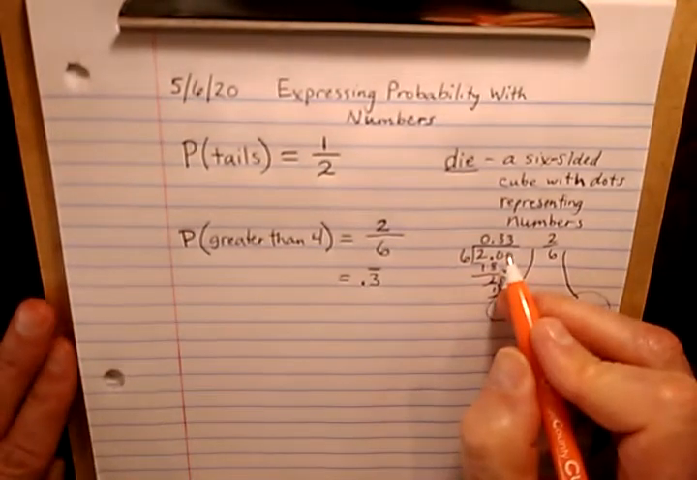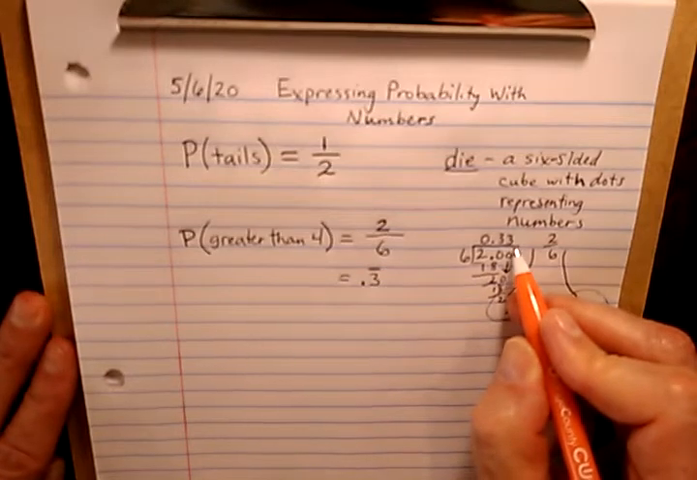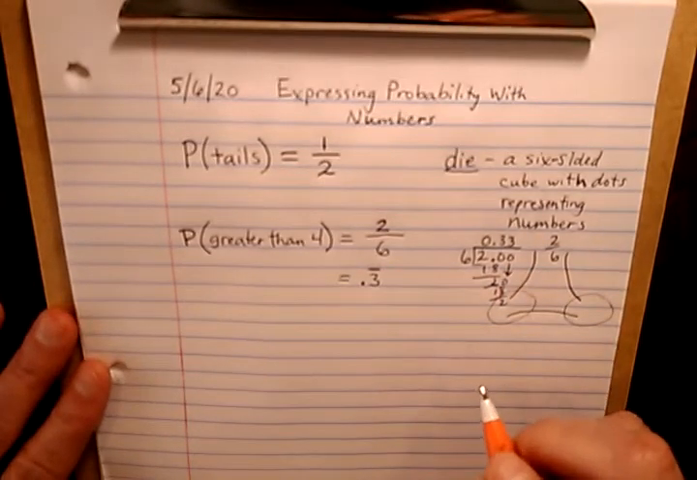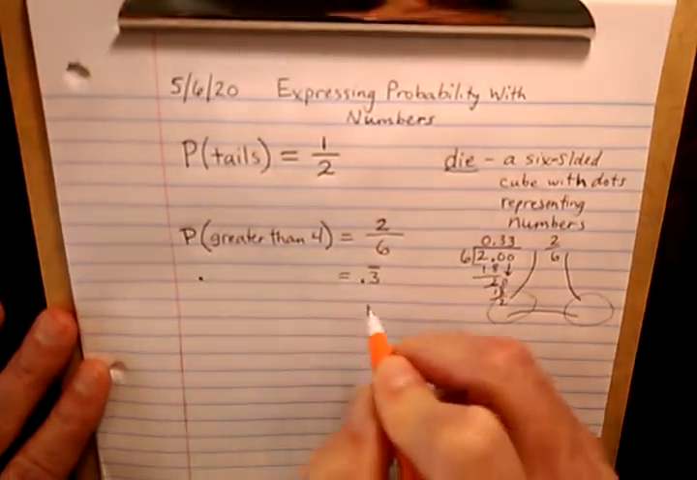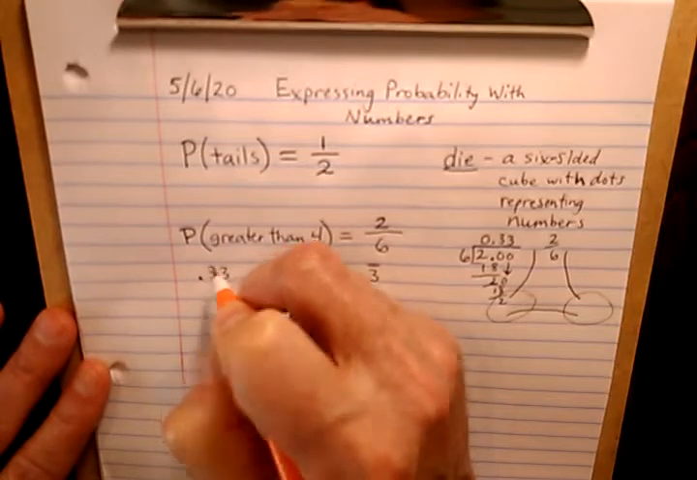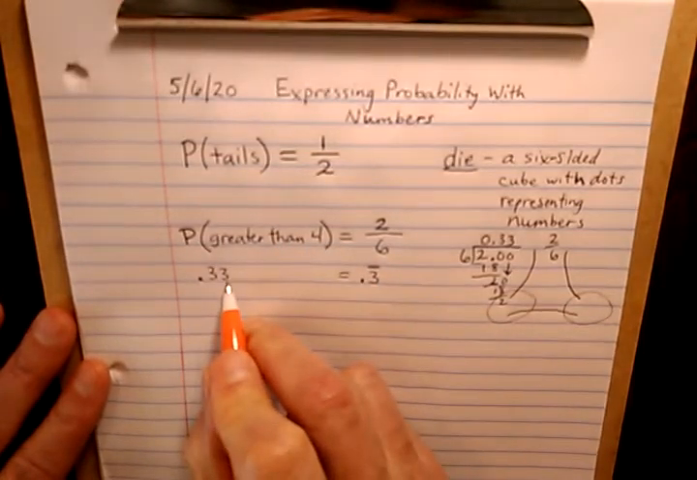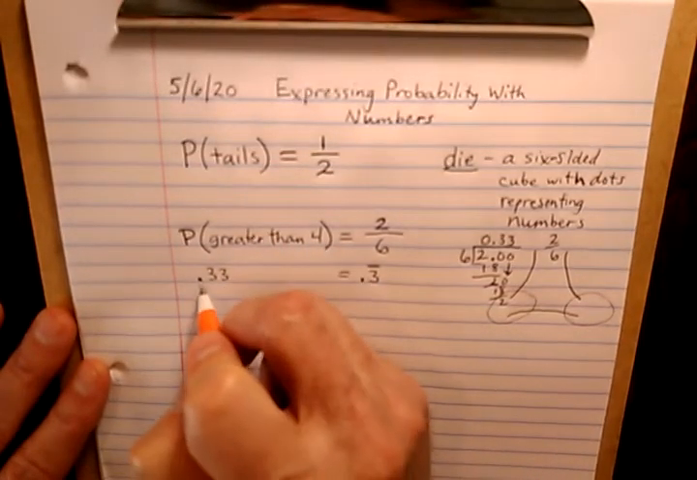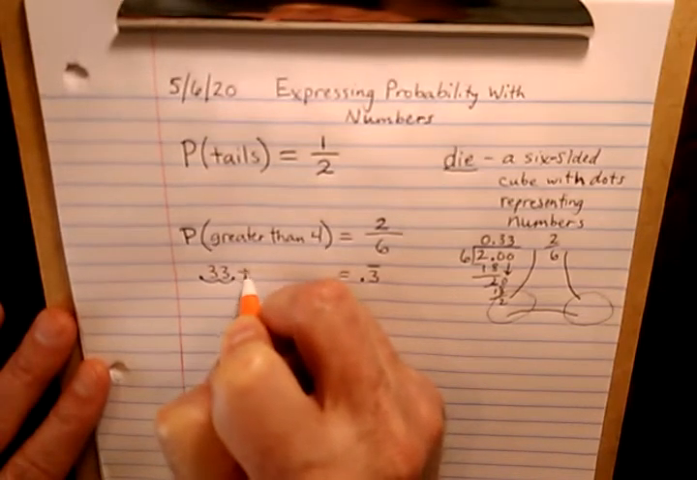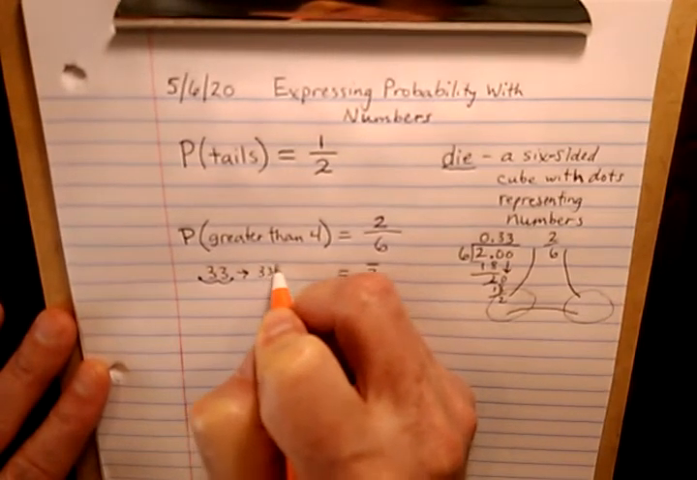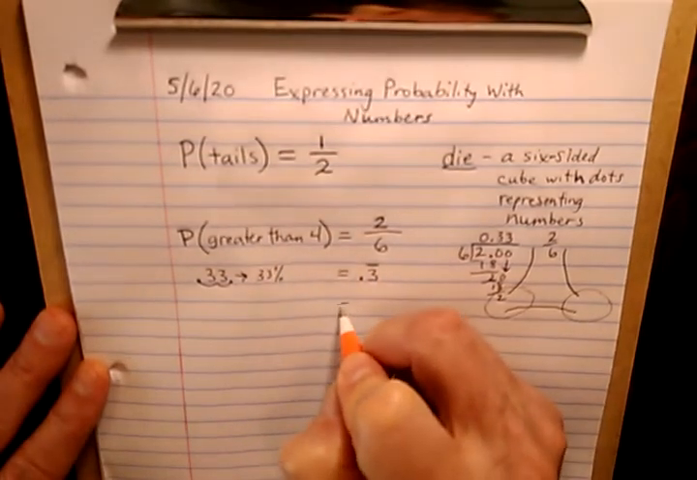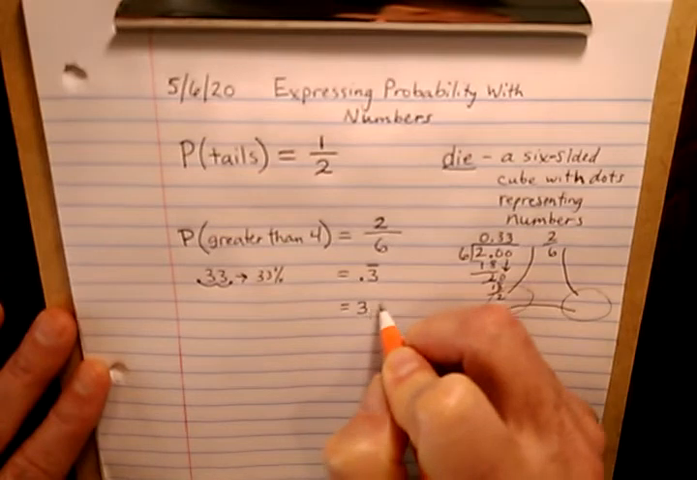Or we could just say it's 0.33 and stop it right there. The reason we might want to do that is because if we want to change this to a percent, it's good to have a couple of decimal places. When we change to percent, we move the decimal point 1, 2 places to the right, and it becomes 33%. So we could call this 33%.